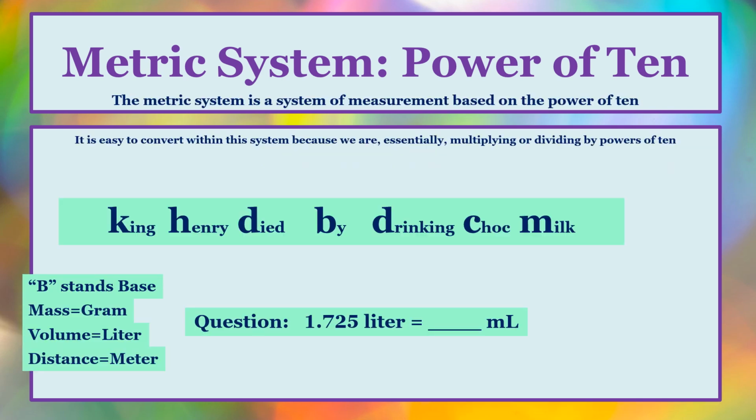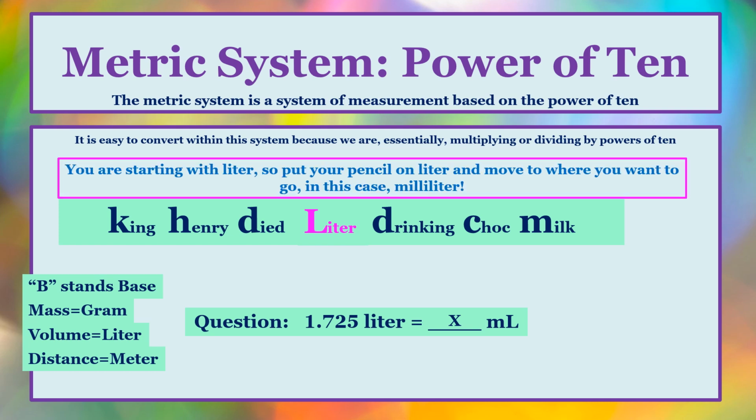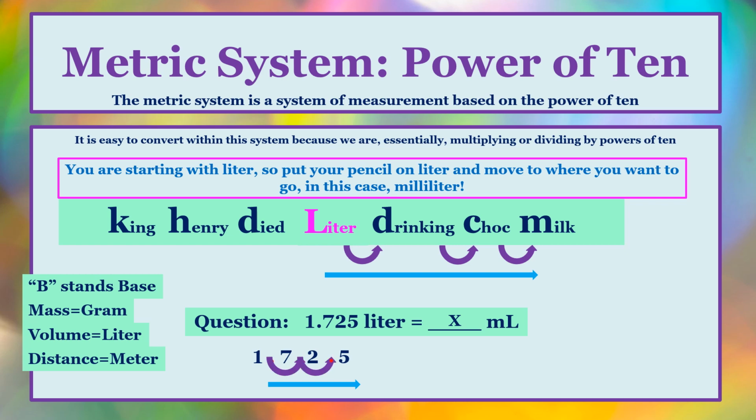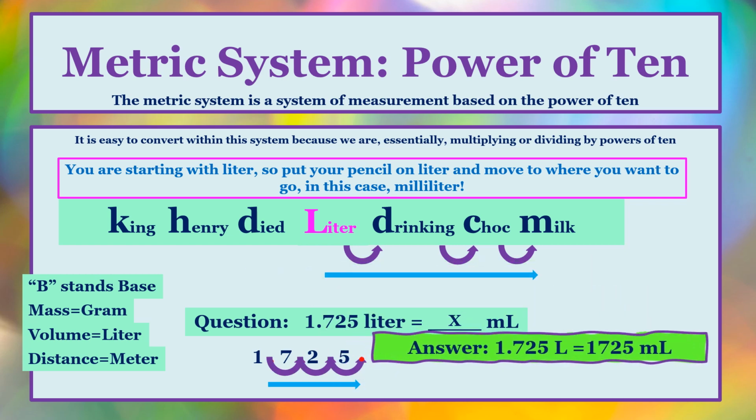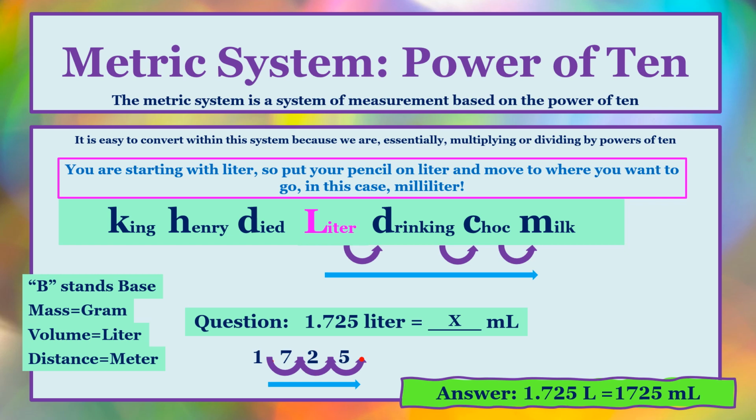Let's continue our practice, and our question is going to be 1.725 liters equals X milliliters. We're dealing with liters, so that's going to be our base. We're starting with liters, so put your pencil on liters and move to where you want to go, which in this case is milliliters. We move this 3 spaces. We went to the right up here, so we need to go to the right with our decimal, 1, 2, 3. And that's going to be our answer. 1.725 liters equals 1,725 milliliters.